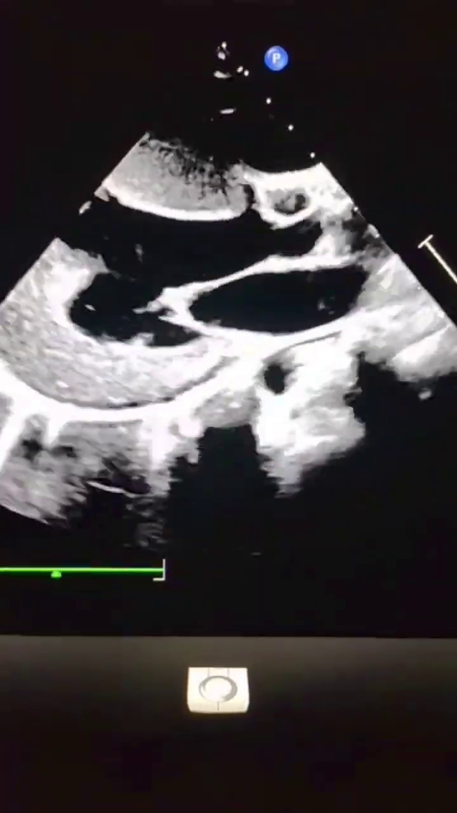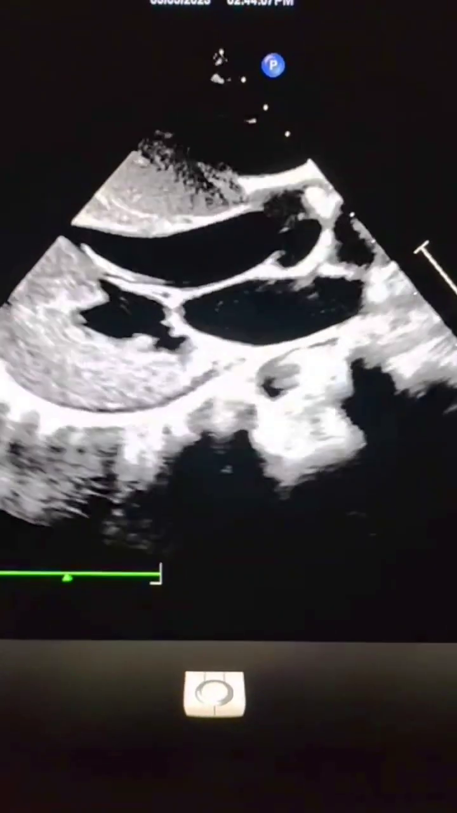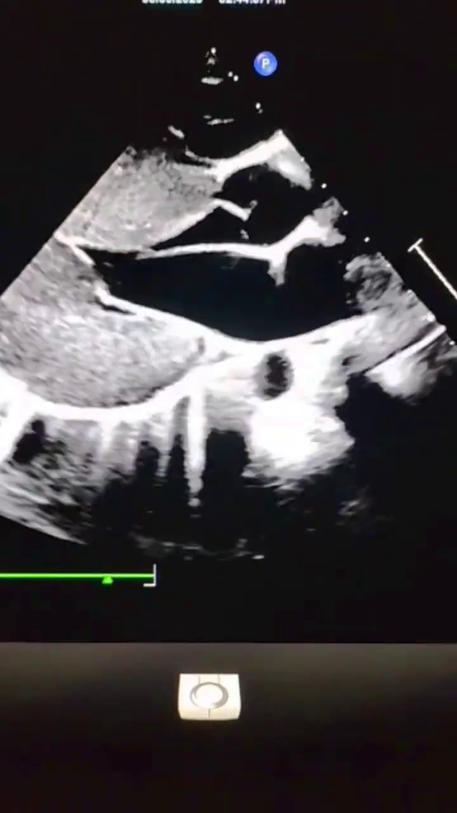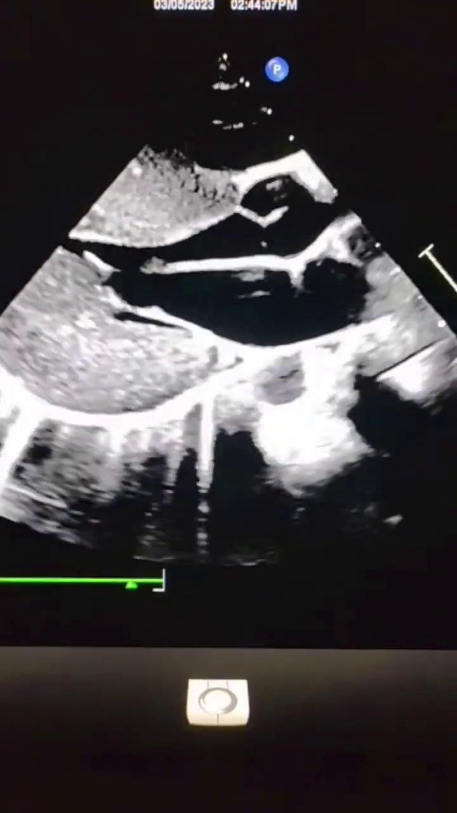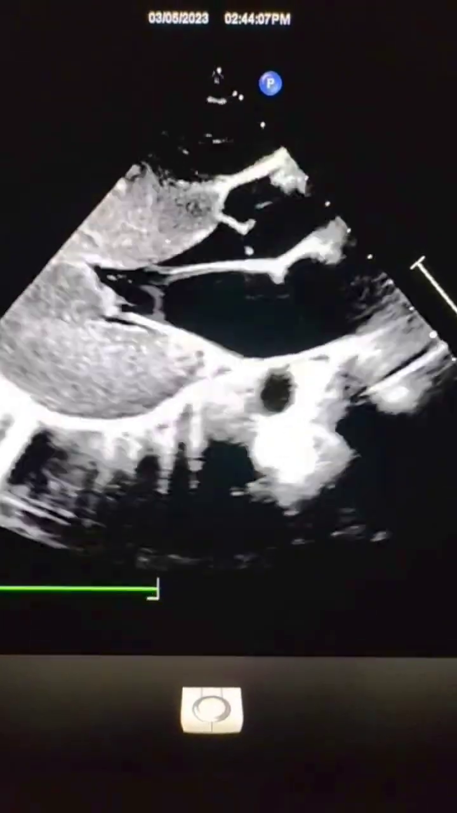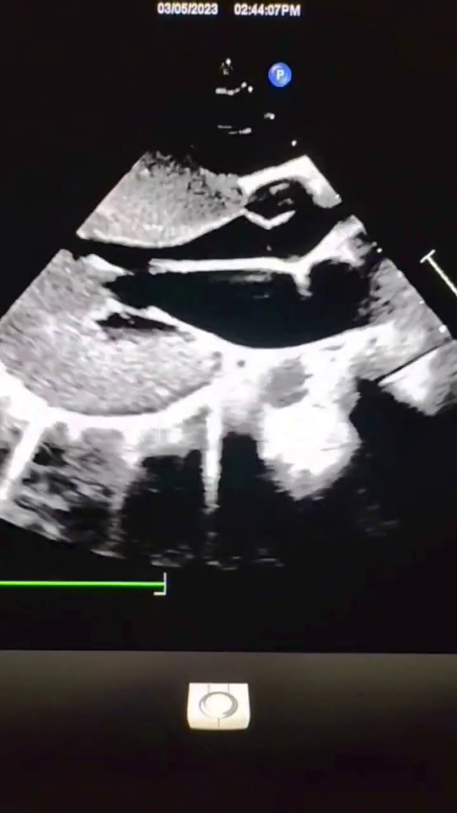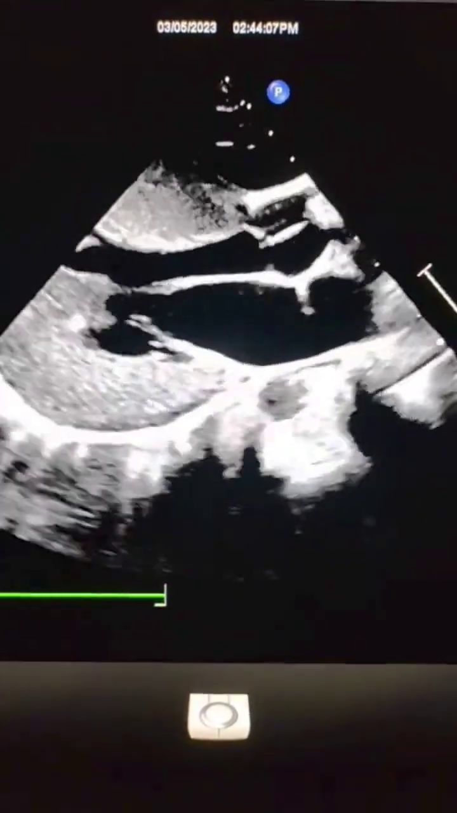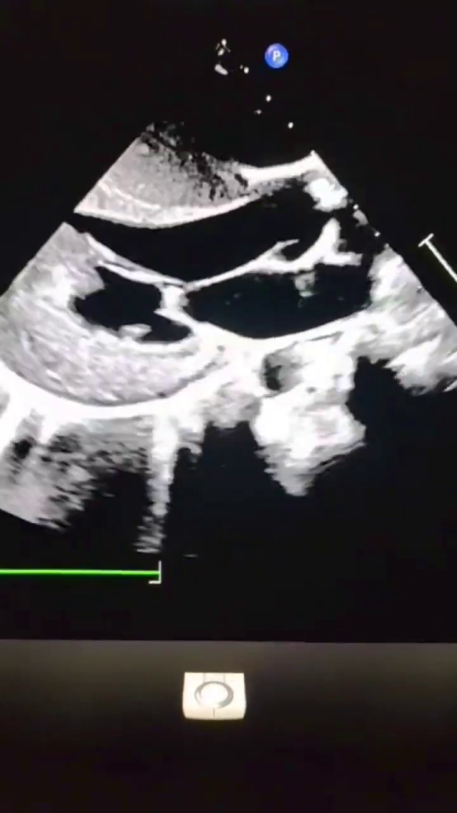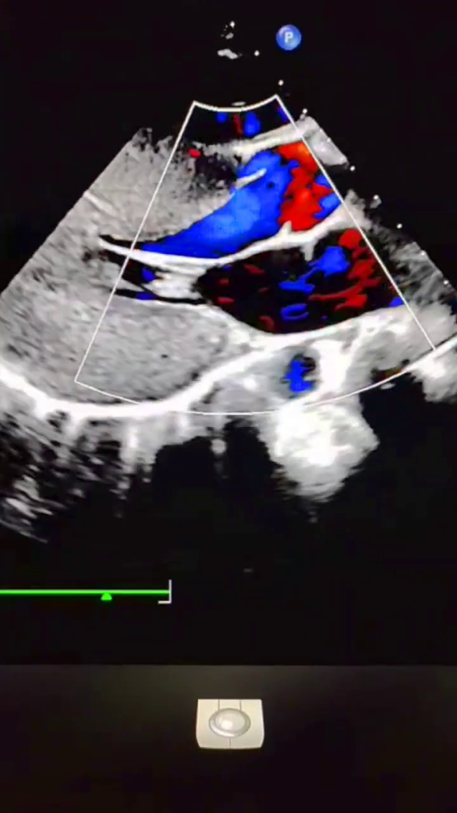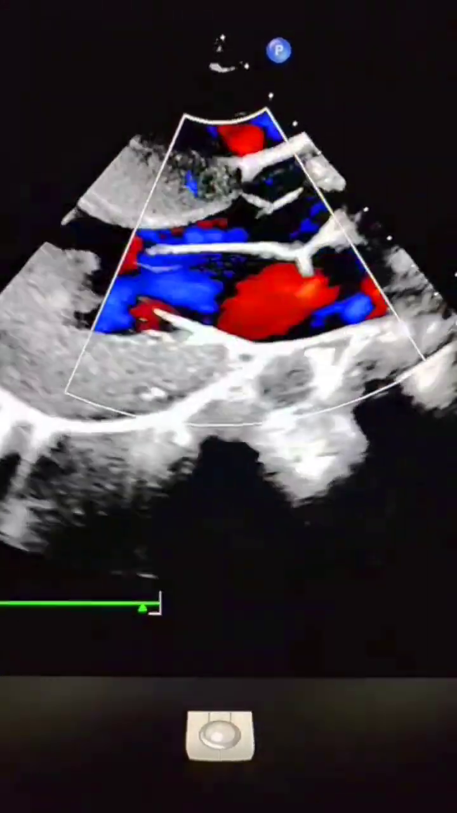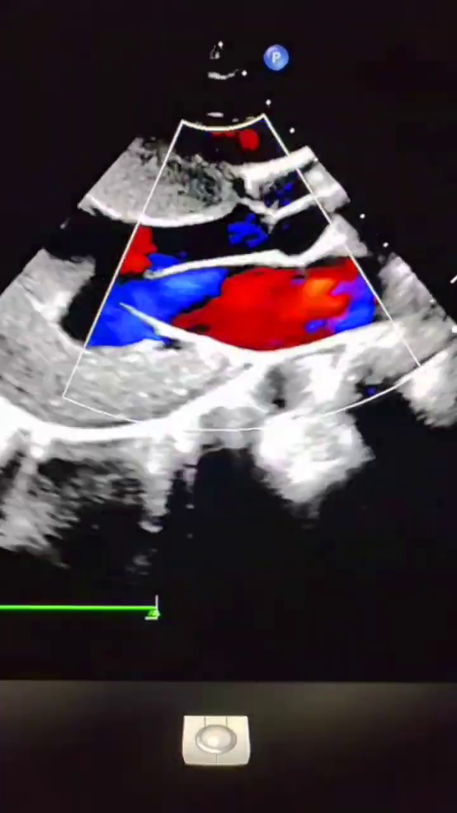This is an echo of a 17-year-old boy who presented with shortness of breath and palpitation. On echo, this is a parasternal long axis view, and you can see there is a thick septum and posterior wall. So let's interrogate other views. We are considering HCM, and we are looking for the diagnosis of HCM in this patient.